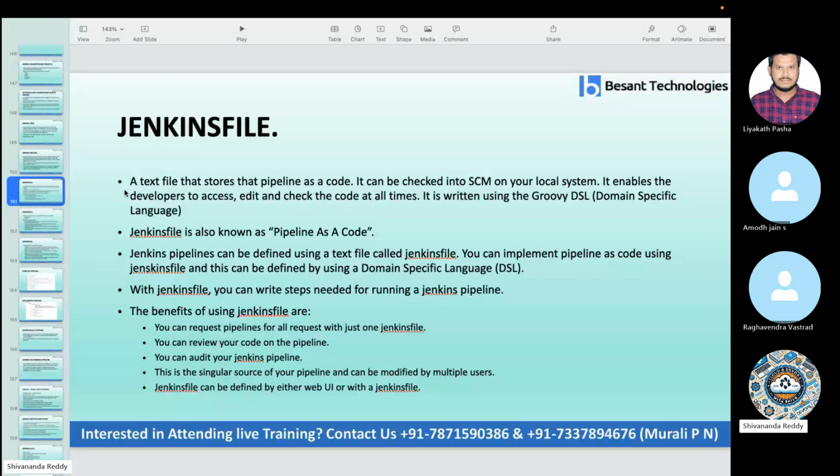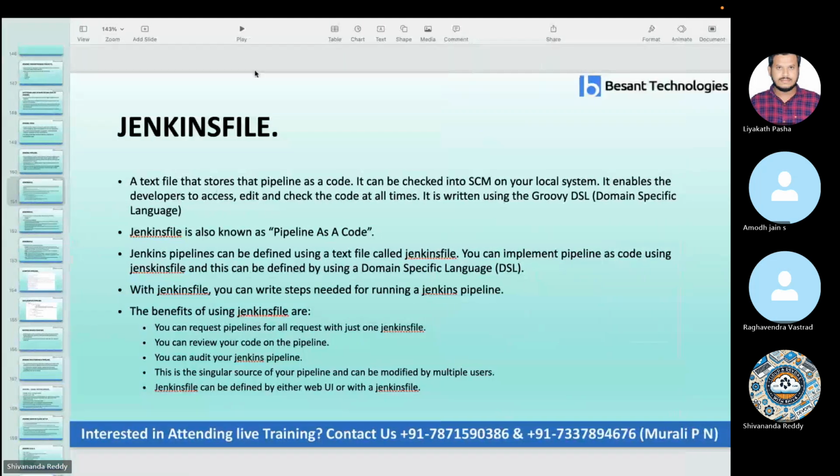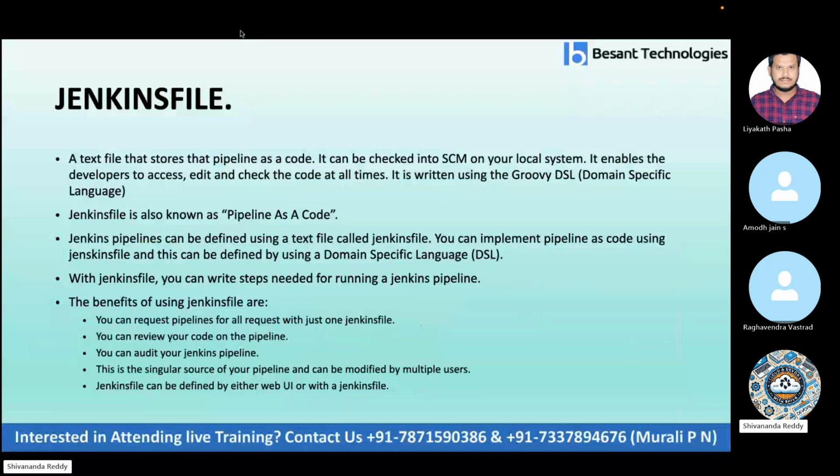So today we're going to discuss how to write the Jenkinsfile. A Jenkinsfile is a text file that stores the pipeline as code. It can be checked into SCM, source code management, on your local system. It enables the developers to access, edit, and check the code at all times.